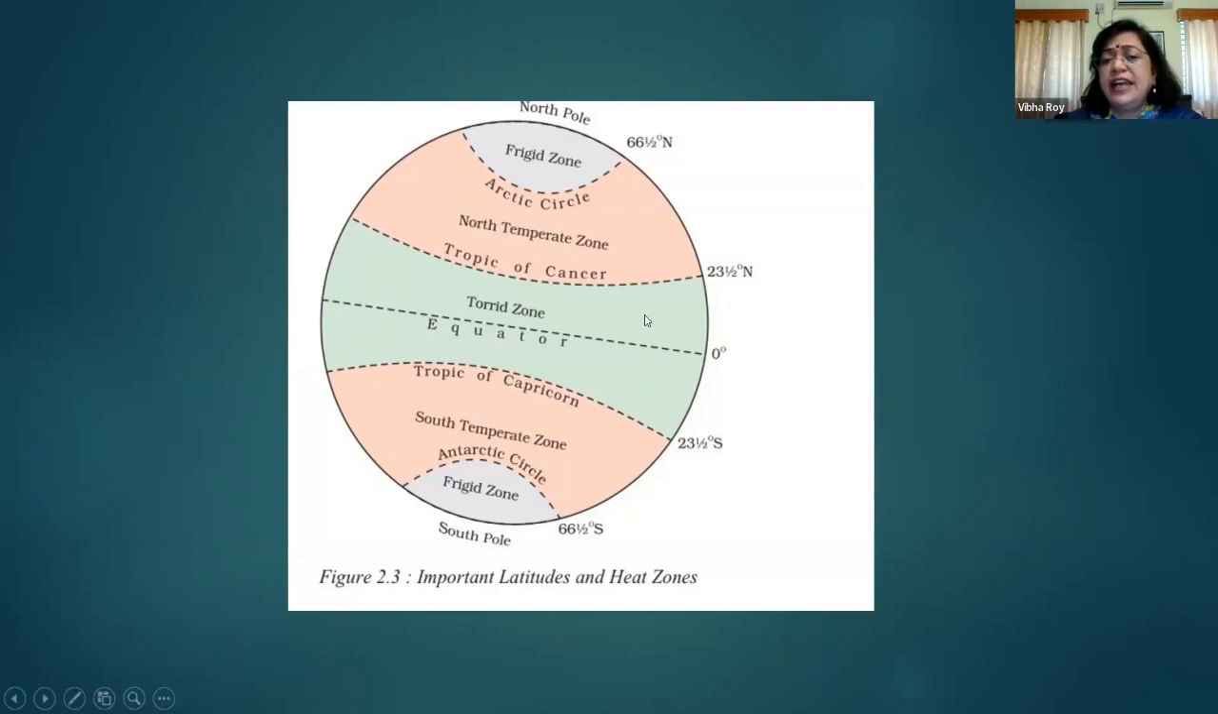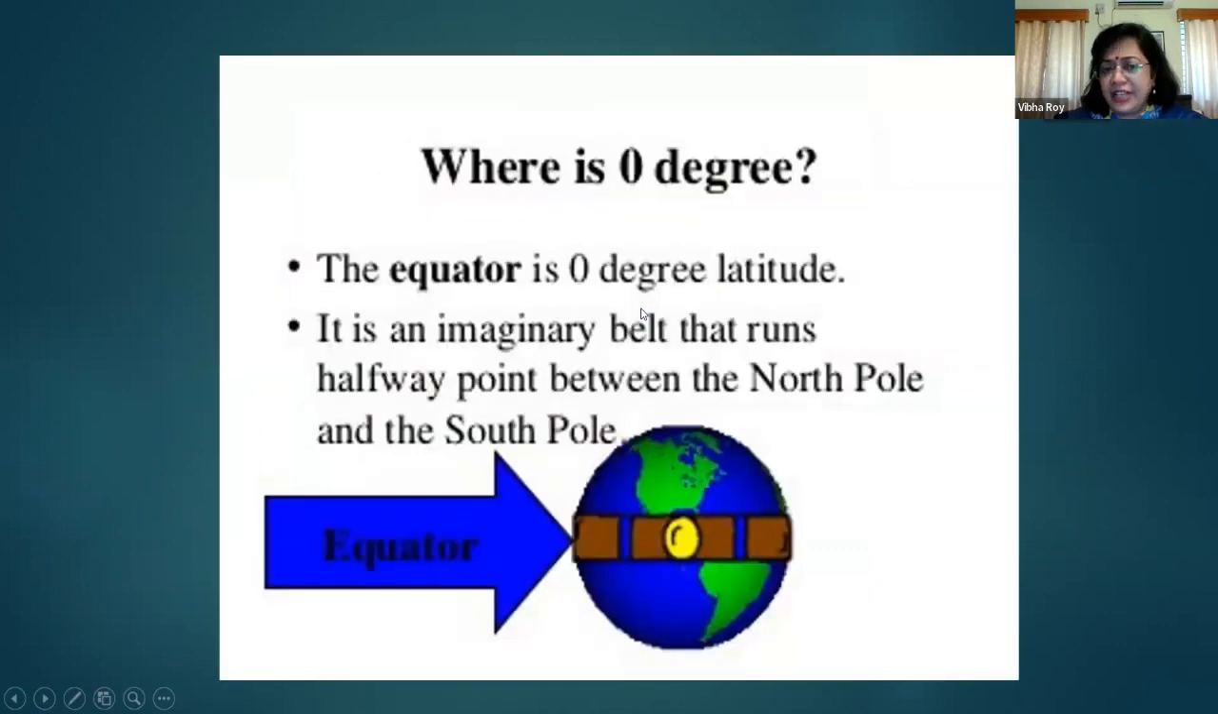Why they are called heat zones, that also we should explain to the children, what is the effect of it. That will come to later. Now, where is 0 degree? The equator is 0 degree latitude.